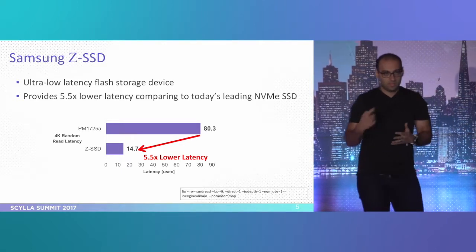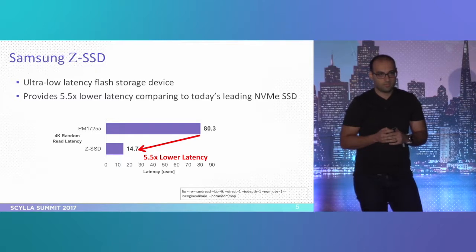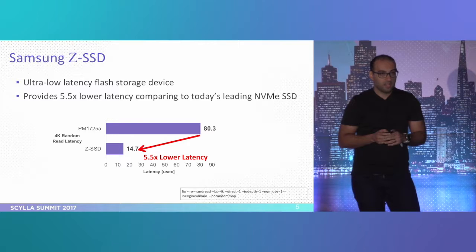In order to give a good response to this need for lower latency, Samsung created the Samsung Z-SSD, which is basically an ultra-low latency flash storage device. Compared to the top-of-the-line Samsung SSD, the PM1725A that Samsung sells, it has 5.5x lower latency. Here we can see the result from FIO experiments with 4K random read, where the latency decreased from 80.3 microseconds to 14.7. So that's 5.5x lower latency.